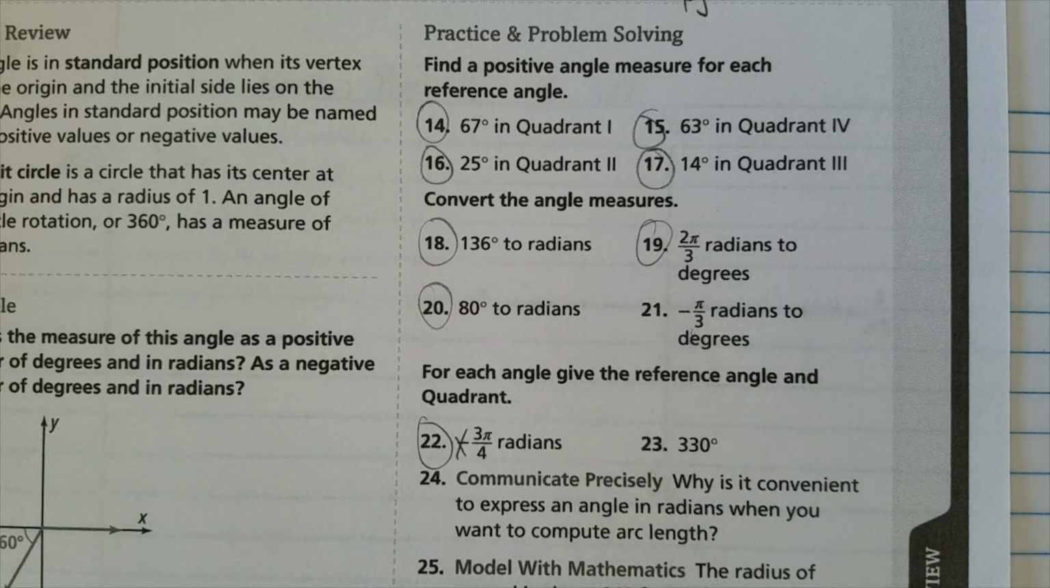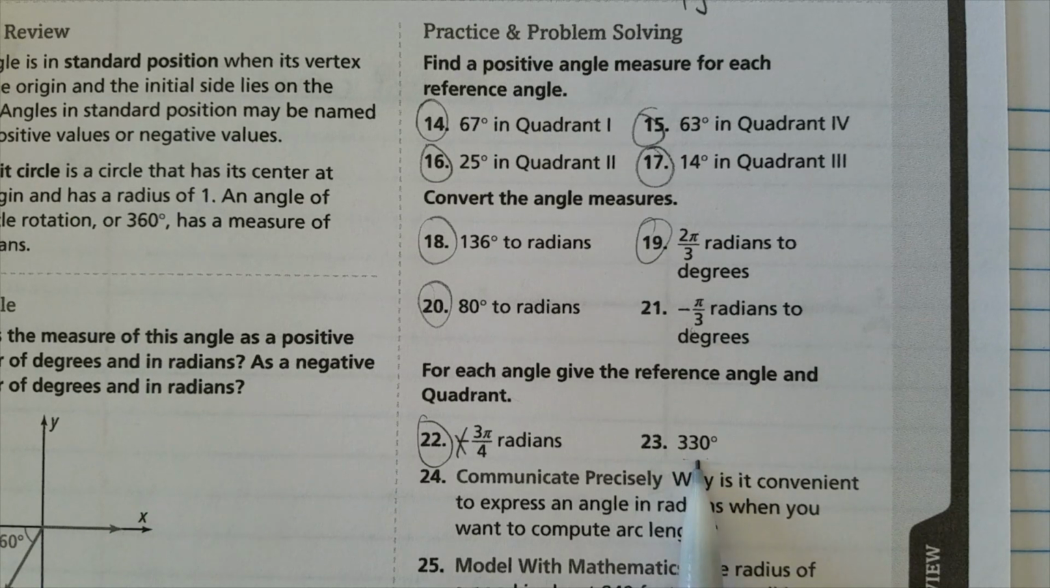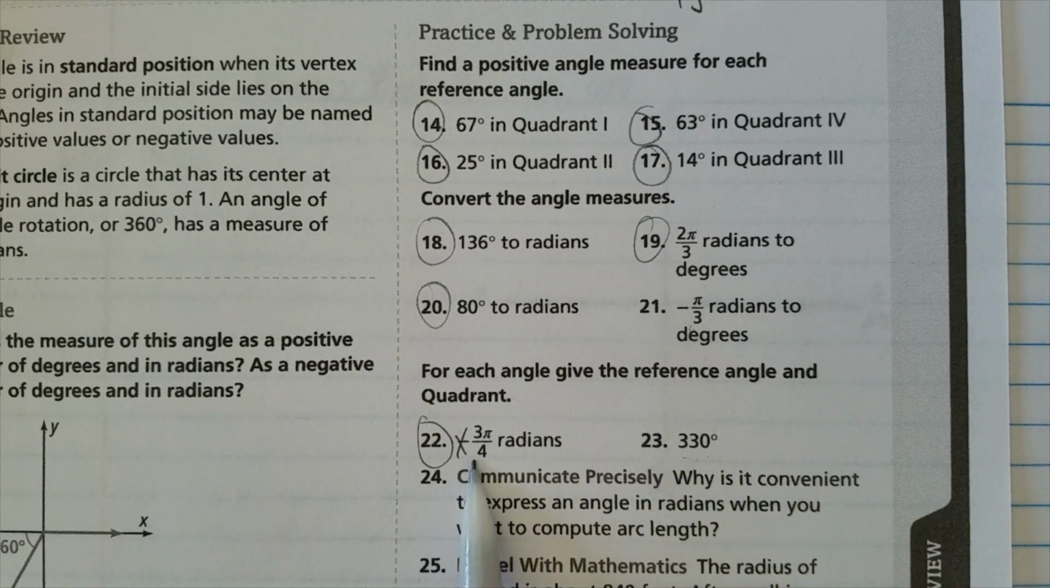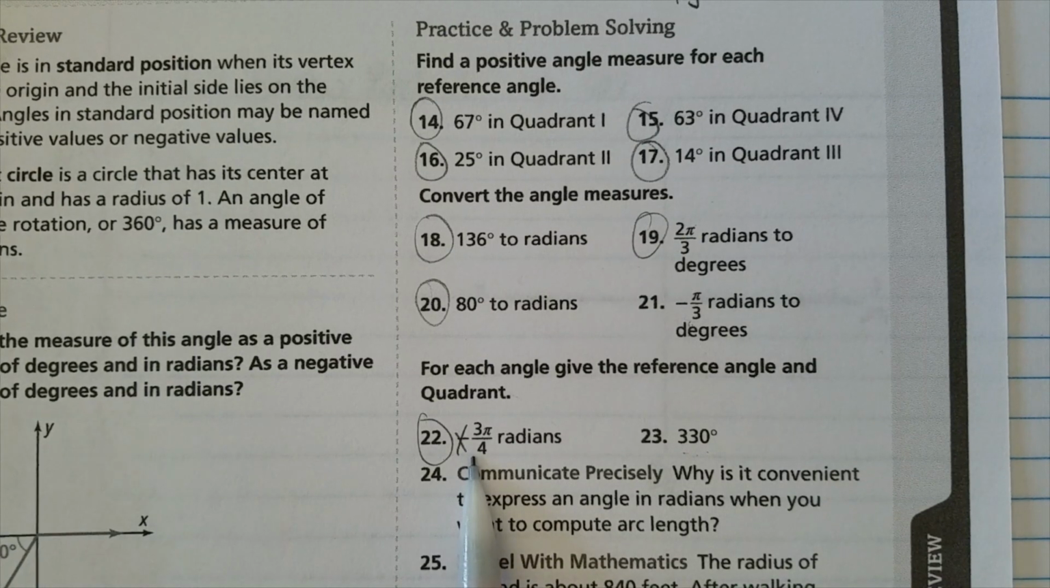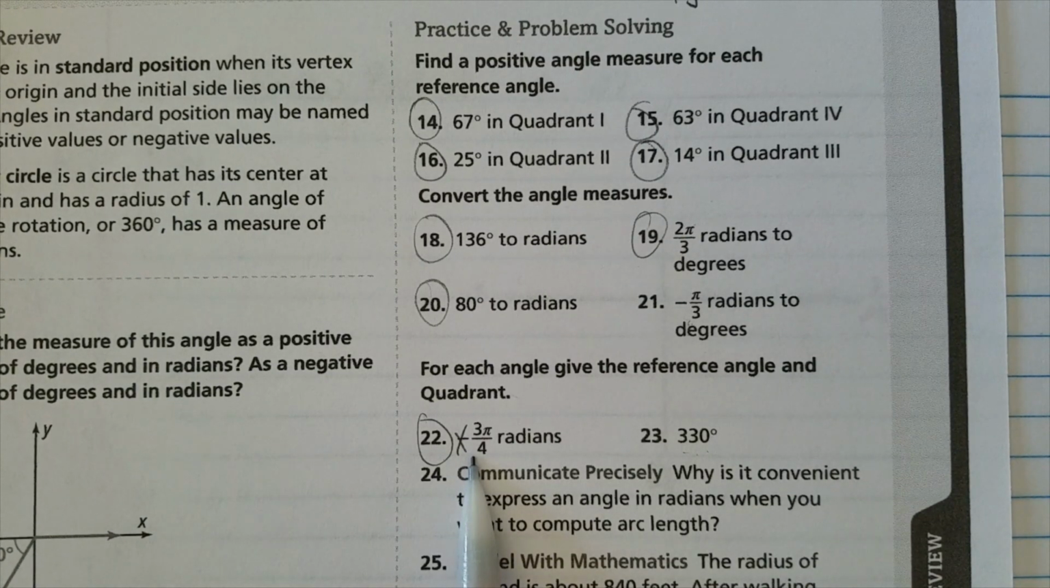Okay, let's wrap up our review of lesson 7-2. I'm looking at number 22. I'm going to do something different than 23 because I believe I put this one already in your lesson. I'm also going to take out the negative. Like I said before, I'm not giving you guys anything with negative angles in your test.